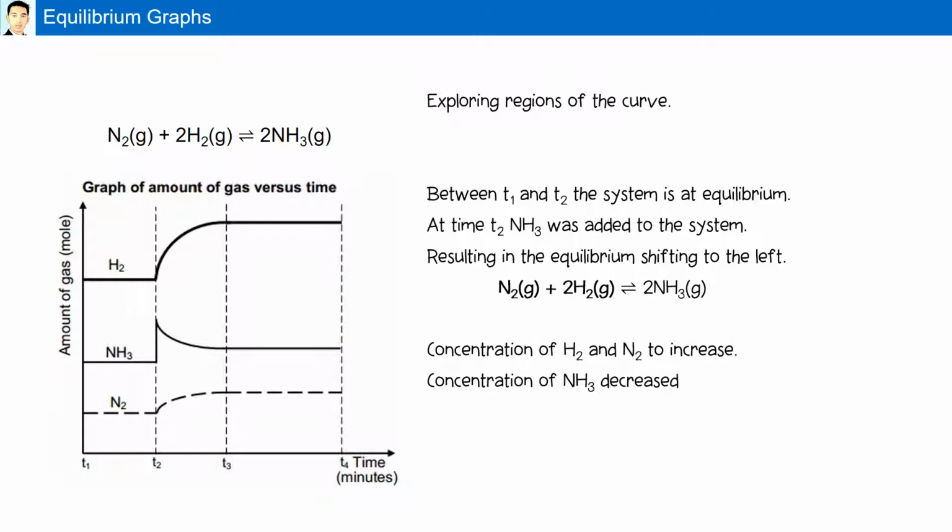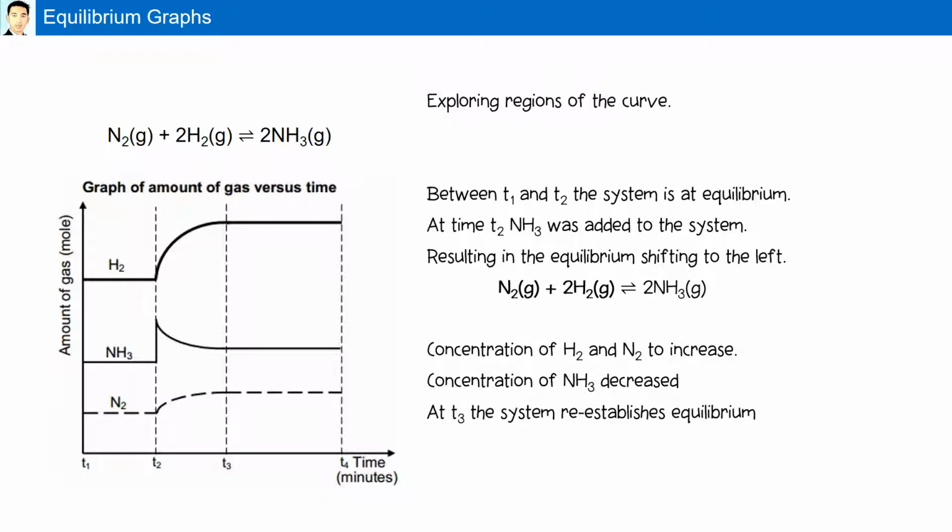Now, the concentration of H2 and N2 increases while the concentration of NH3 will decrease because it's being used up to make more H2 and N2. Here we can see the concentration of H2 increasing, the concentration of N2 increasing, and after the initial addition of NH3, the amount of NH3 decreases because it's being converted over to make N2 and H2.